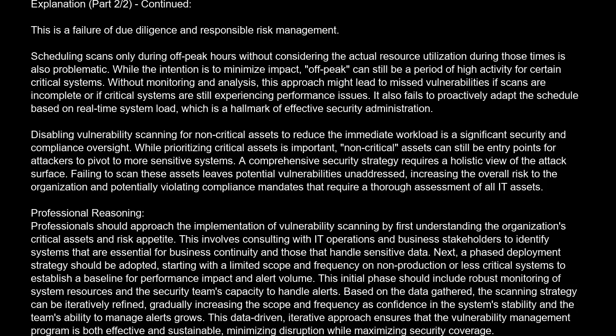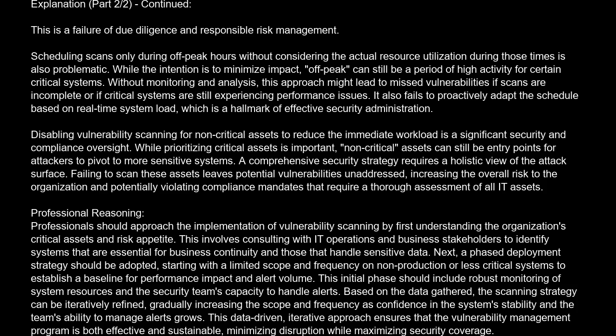Disabling vulnerability scanning for non-critical assets to reduce the immediate workload is a significant security and compliance oversight. While prioritizing critical assets is important, non-critical assets can still be entry points for attackers to pivot to more sensitive systems. Comprehensive security strategy requires a holistic view of the attack surface. Failing to scan these assets leaves potential vulnerabilities unaddressed, increasing the overall risk to the organization and potentially violating compliance mandates that require a thorough assessment of all IT assets.